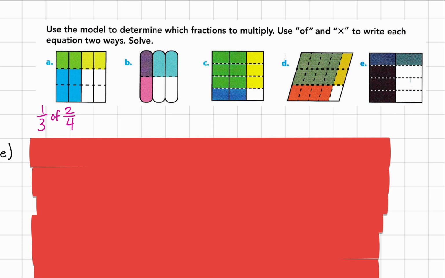How else can we write that? Well, we can write that as 1/3 times 2/4. So we used of and we used times. And solve it. What is 1/3 of 2/4? Should get 2/12. Okay, so we would say equals 2/12. 2/12 simplifies to 1/6.